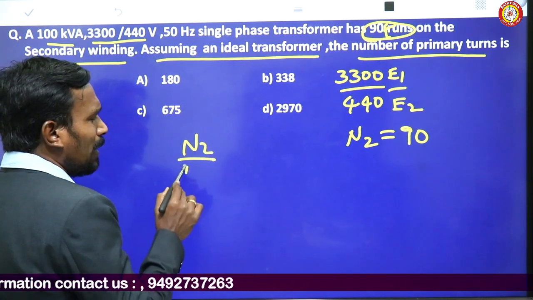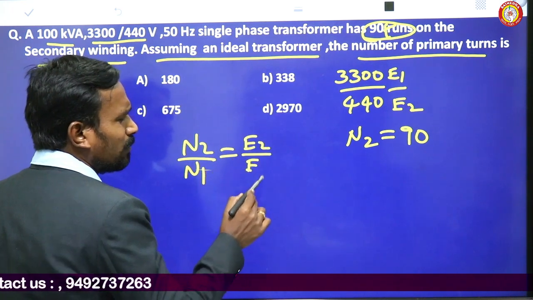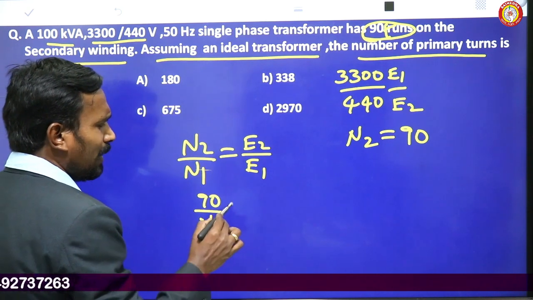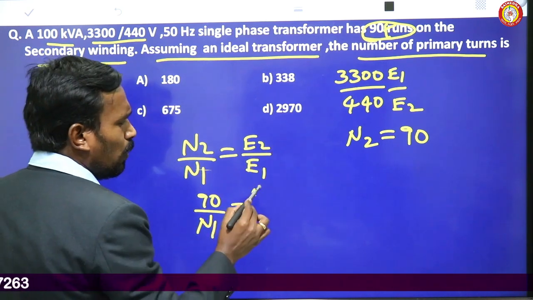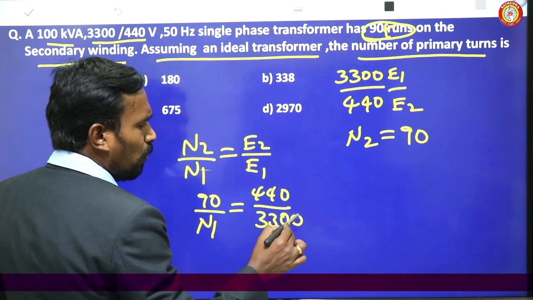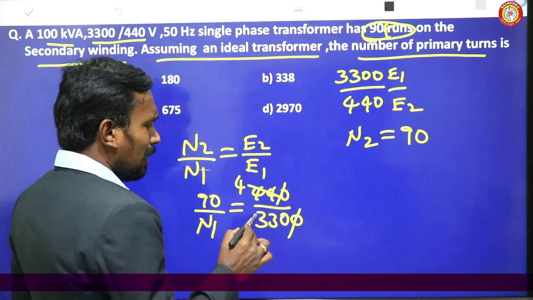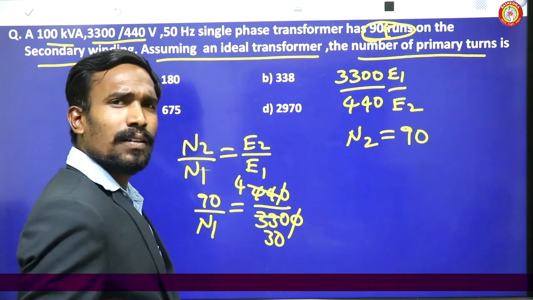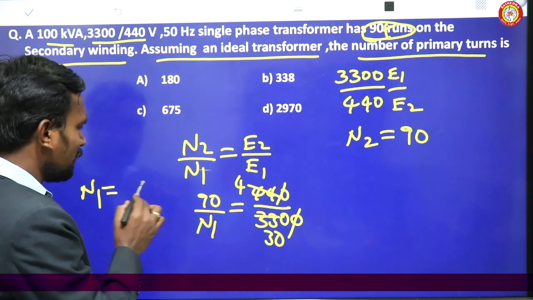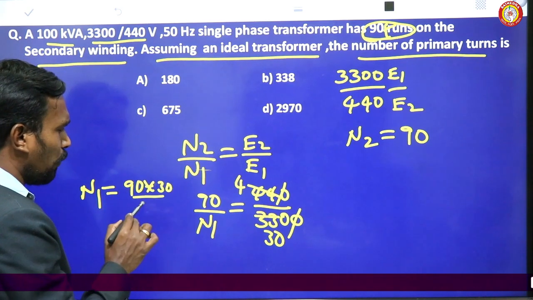Generally, N2 by N1 is equal to E2 by E1. We know that N2 is 90 and E2 is 440 over E1 is 3300. These two get cancelled. 11 4s are 44, 11 3s are 33. From this, N1 is equal to 90 multiplied by 30 by 4.